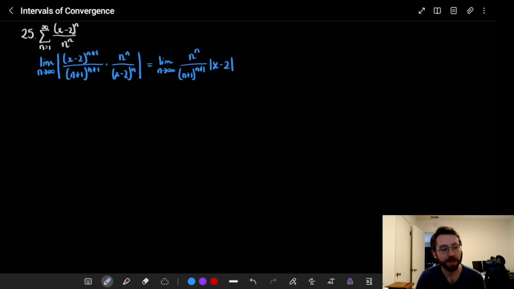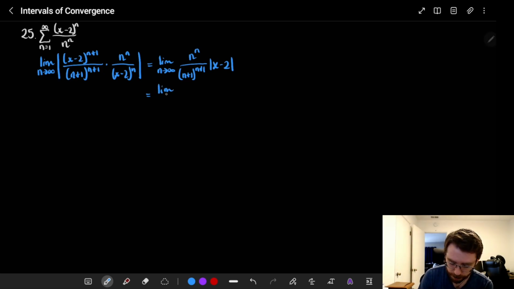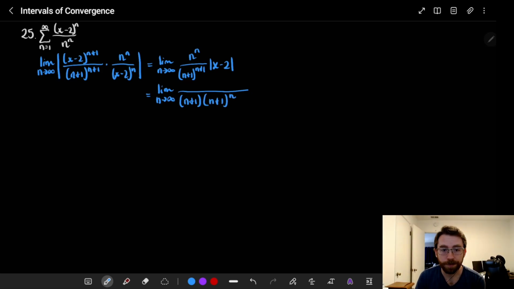Looks hideous. If you think about it for a while, you might come to the conclusion that it's nice to maybe get both of these to be to the nth power. How can you do that? Well, a little bit of algebraic manipulation saves the day. I could peel off a factor of n plus 1 on the bottom. That leaves me with n plus 1 to the n. Still n plus 1 copies of n plus 1, but I peeled one of them off. On top, let's just leave it as is, n to the n. And then x minus 2 in absolute value.